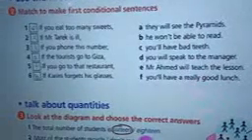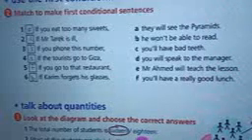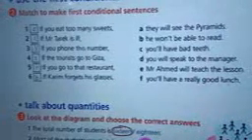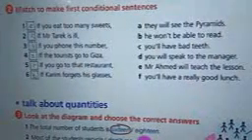Here, using the first conditional, match to make first conditional sentences. Number 1, it will be C. If you eat too many sweets, what will happen? You will have bad teeth. Number 2, it will be E. If Mr. Tariq is late, Mr. Ahmed will teach the listening lesson. Number 3, if you phone this number, it will be number D. You will speak to the manager.